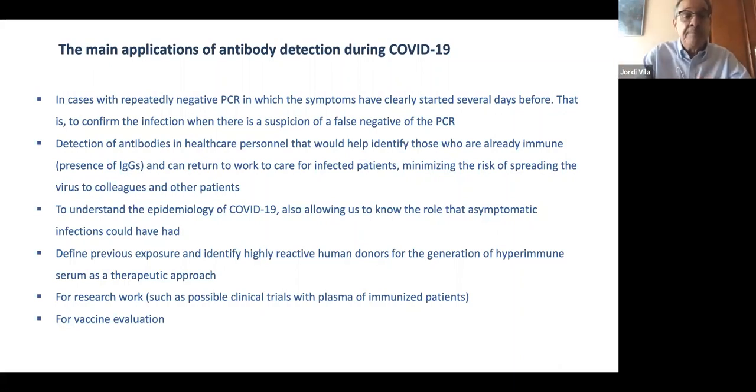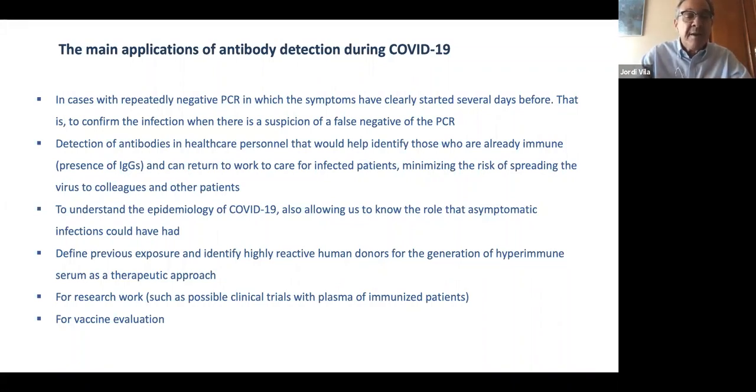The second application is the detection of antibodies in healthcare personnel, which will help in identifying those who are already immune and can return to work to care for infected patients, minimizing the risk of spreading the virus to colleagues and other patients. So that will be interesting for health personnel, to know exactly if they have already passed the infection or not.